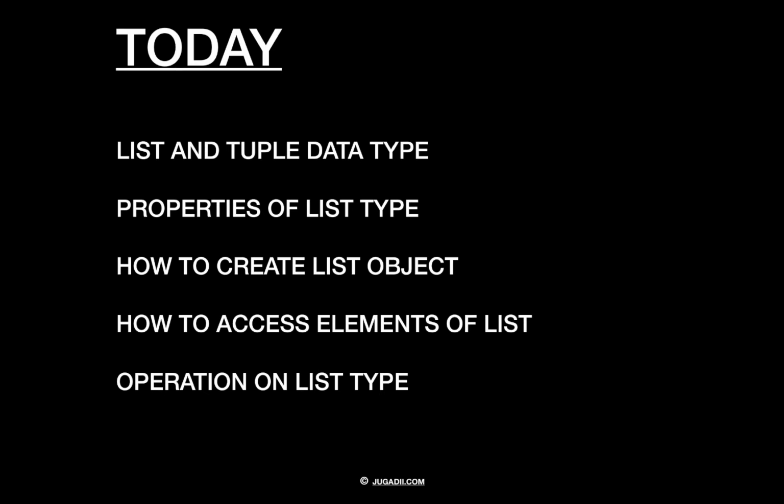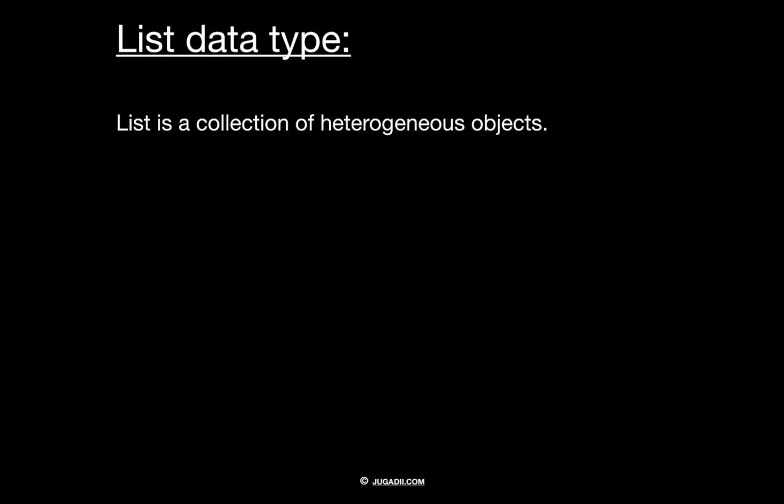Today I will be discussing list and tuple data types, properties of list type, how to create list objects, how to access elements of list, and operations on list type. List data type. List is actually a collection of heterogeneous objects.